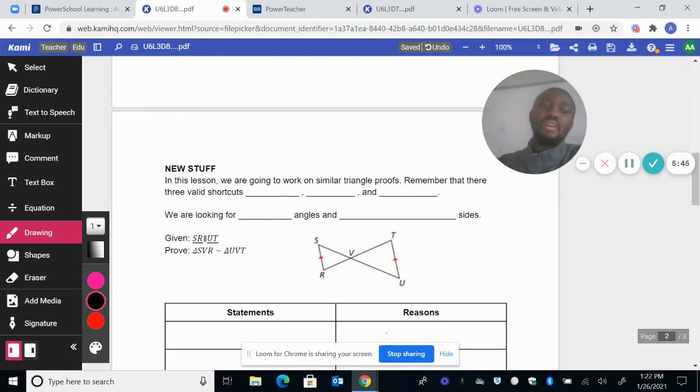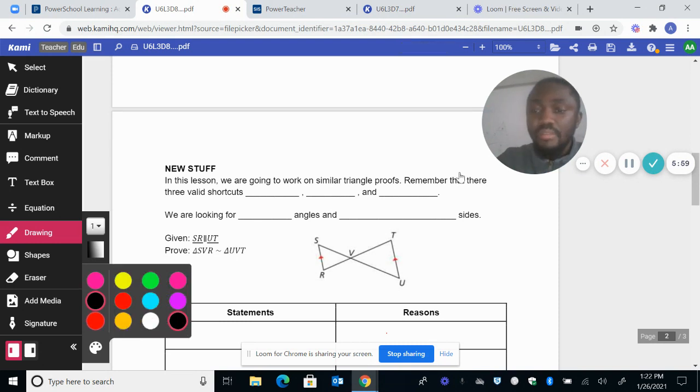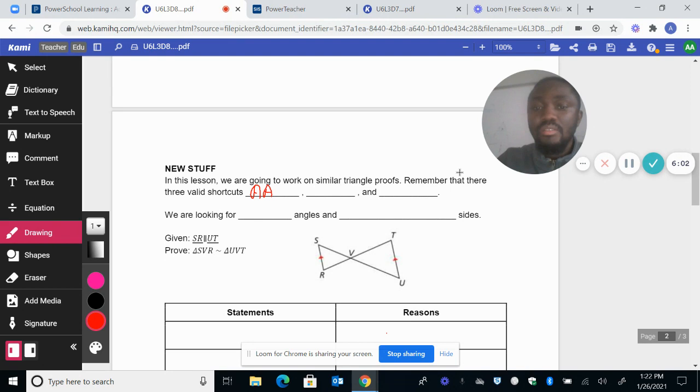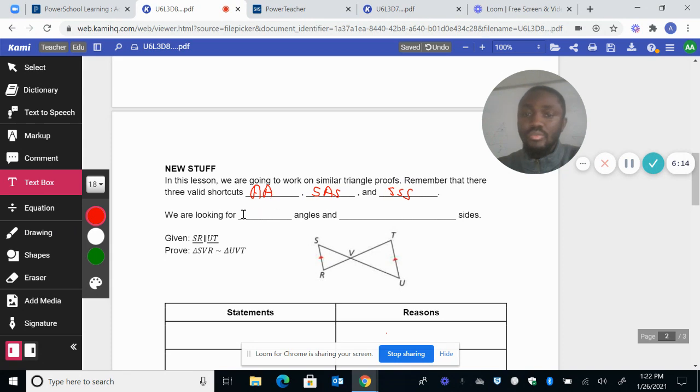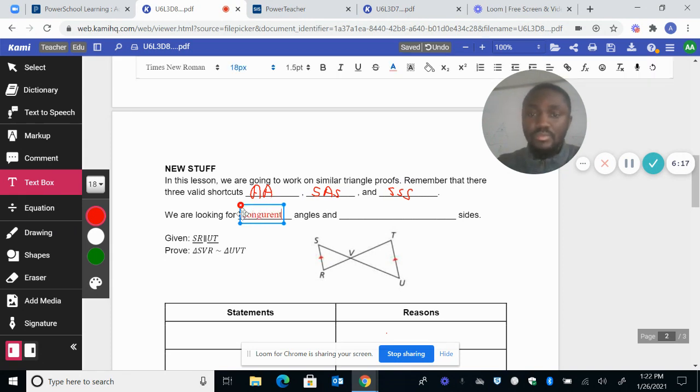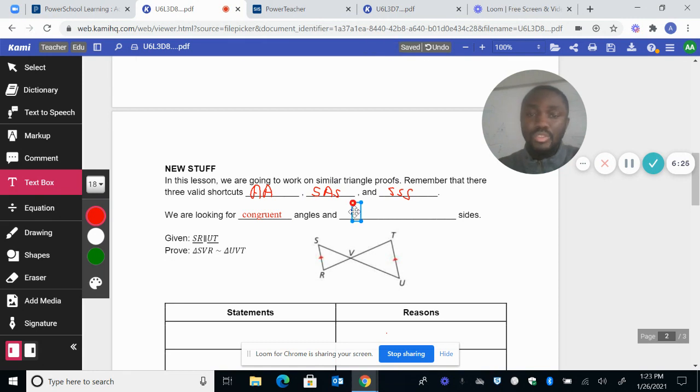So here we're just going to fill in the gap, the empty space. In this lesson, we are going to work on similar triangle proofs. Remember that there are three valid shortcuts. What are they? Angle-angle, side-angle-side, and side-side-side. We are looking for congruent angles and proportional sides.